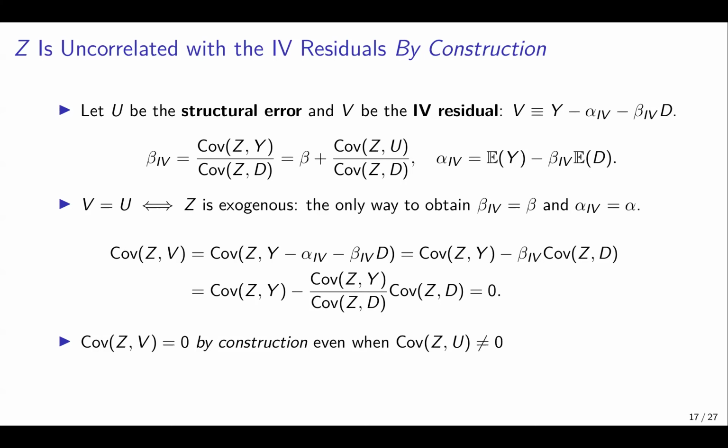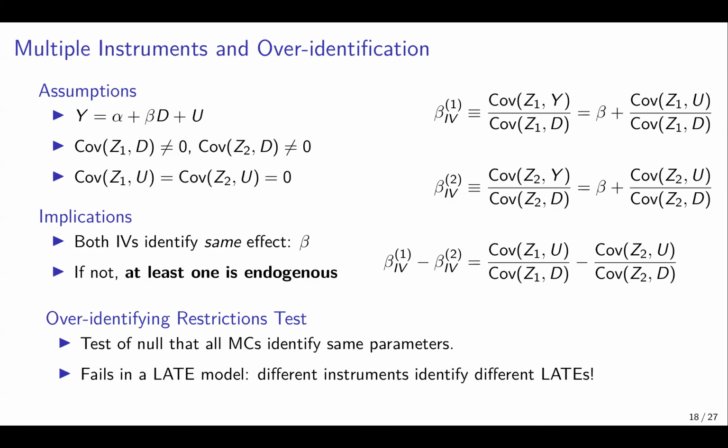But we just did a calculation that shows that regardless of whether Z is exogenous, Z is always going to be uncorrelated with V. So what we have shown is that there's no way to use the IV residuals to try to learn anything about whether Z is actually an exogenous instrument. It's impossible. Now you may say, wait a minute, what about over-identification restrictions? Couldn't we use that to help us? And the answer is yes.